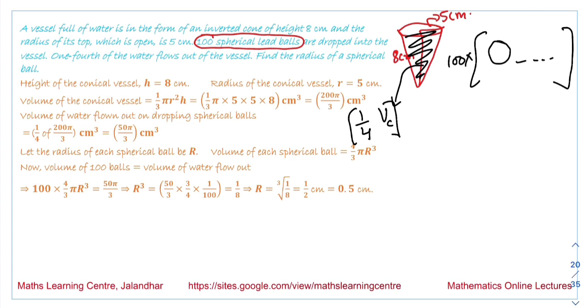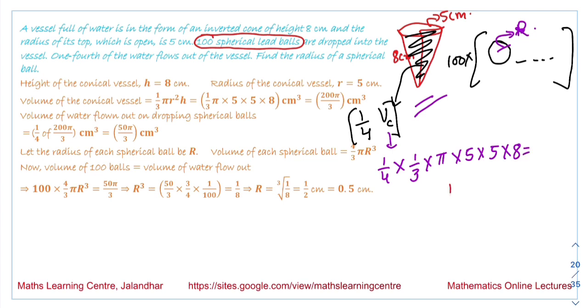So we have to calculate the radius of these spherical balls. Suppose the radius is equal to capital R. So the volume of this conical vessel is 1/3 pi into 5 into 5 into 8, and this should be equal to the volume of the balls. There are 100 balls, and the volume of each ball is 4/3 into pi into r cube, where r is the radius. There are a total of 100 balls, so we are multiplying it with 100.